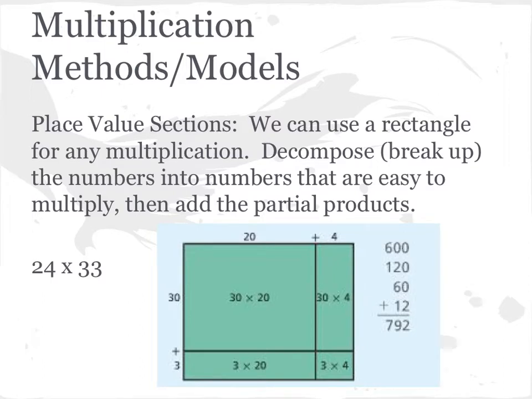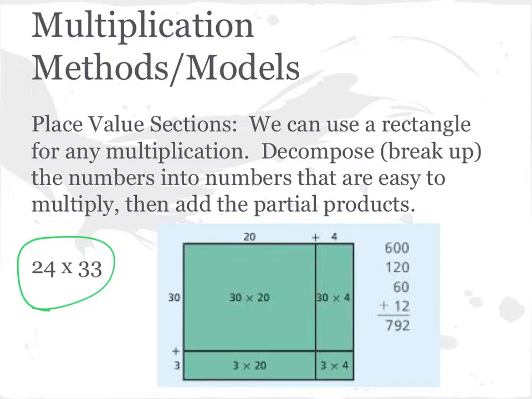In this lesson, we're going to look at one of the multiplication methods called place value sections. We can use any rectangle for multiplication. For place value sections, we decompose or break up the numbers into numbers that are easier to multiply, and then we add the partial products to get a final product.